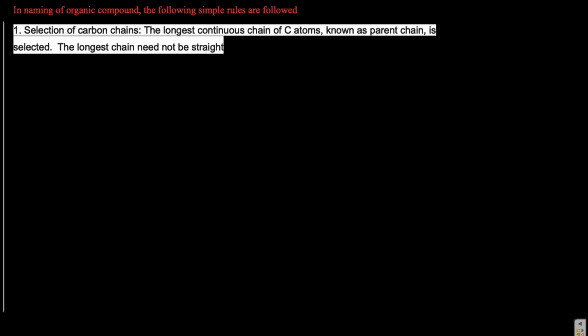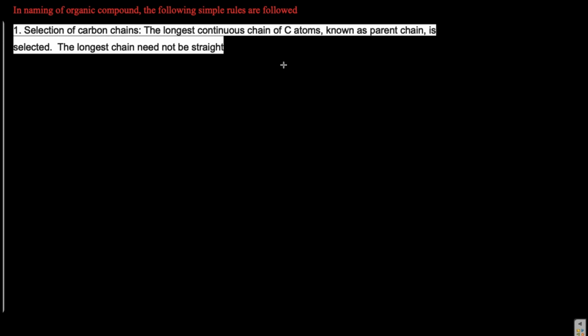Carbon has a property called catenation. By that property, carbon atoms can make themselves bonded by a single bond, double bond or triple bond, and they make a long chain. Almost 50,000 carbons can make a long chain. Okay, so in the selection of the carbon chain, the longest continuous chain of carbon atoms, known as the parent chain, is selected. The longest chain need not be straight. It means that we have to find the longest carbon chain.